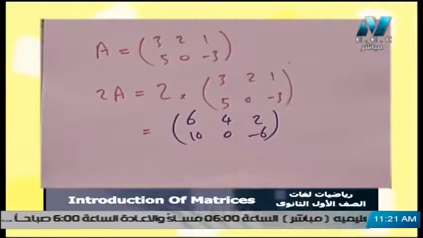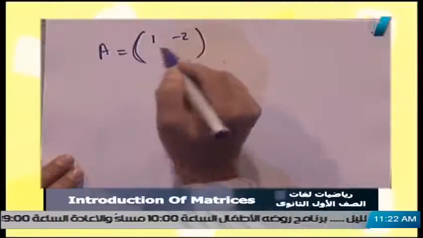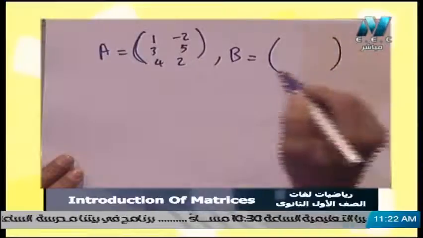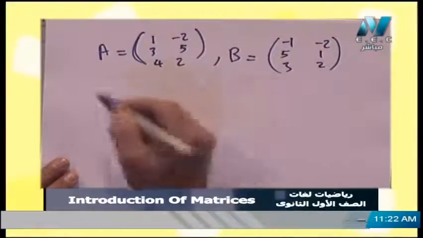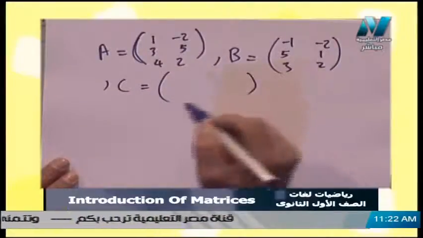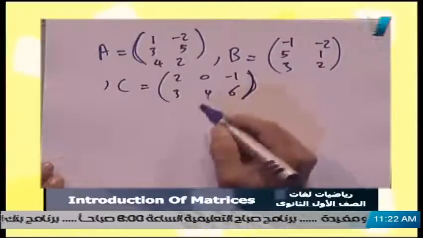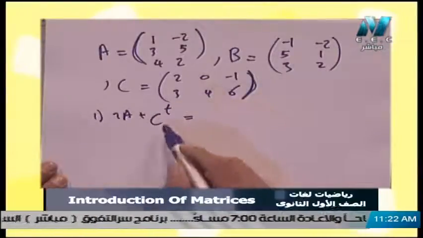We have also some examples. If we have A equals 1, -2, 3, 5, 4, and 2, and we have another matrix B like that, -1, -2, 5, 1, 3, and 2, and we have the third matrix C like that, 2, 0, -1, 3, 4, and 6, and we'd like to find out number 1, 2A plus C transpose. The new thing is transpose here.